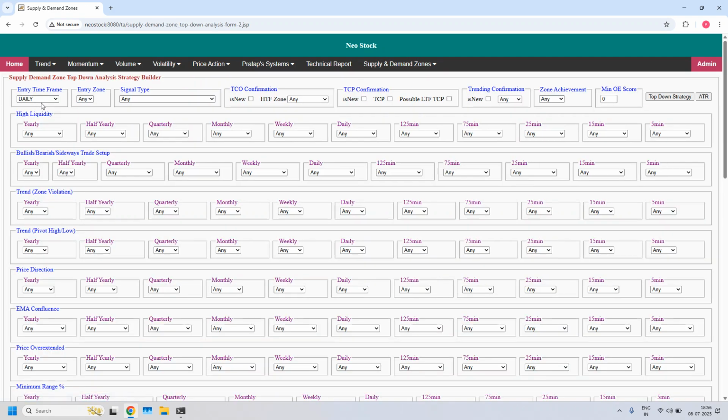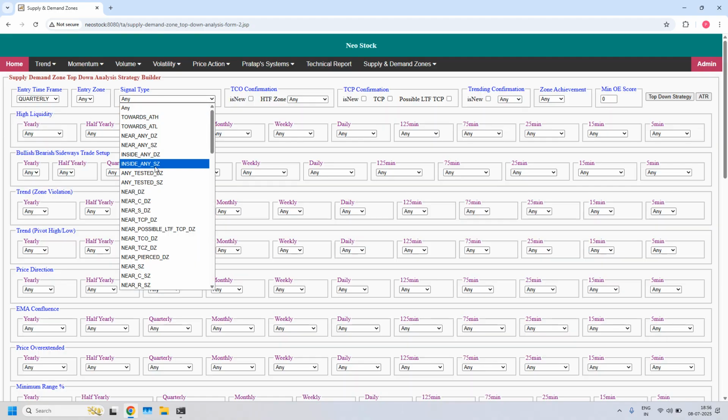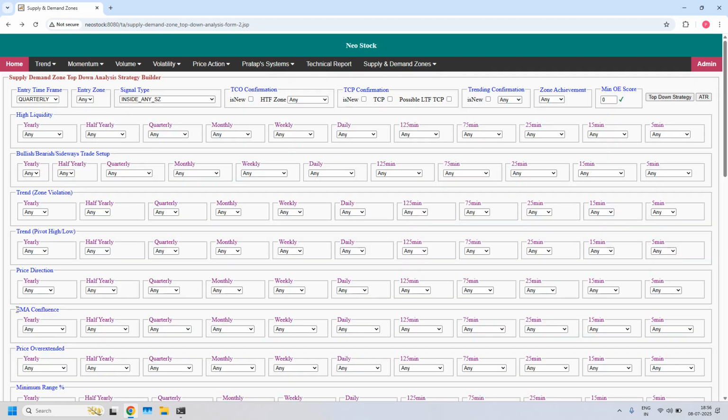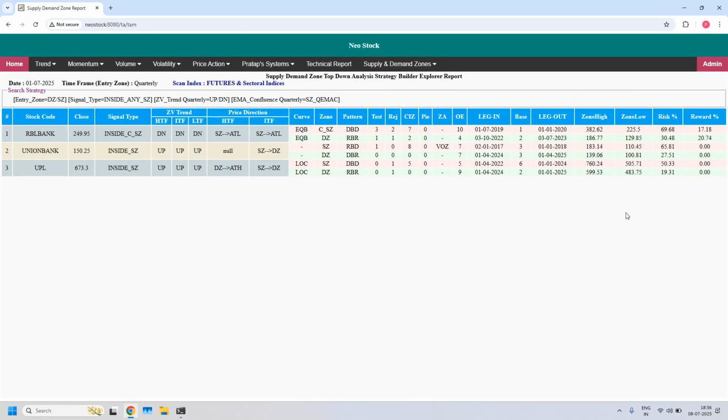Next, quarterly time frame, price closed inside the quarterly supply zone. We got 16 stocks. Let's further filter with EMA Confluence at quarterly time frame. That is quarterly supply zone with quarterly EMA Confluence, and also trend on the quarterly either up or down but not sideways. We got 3 stocks.